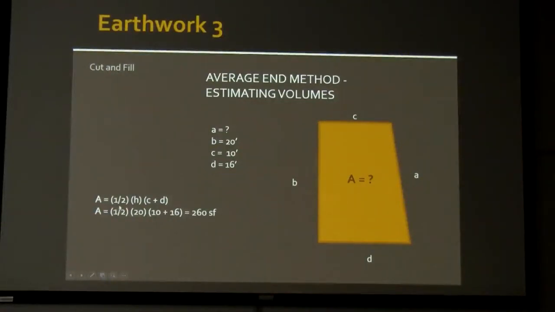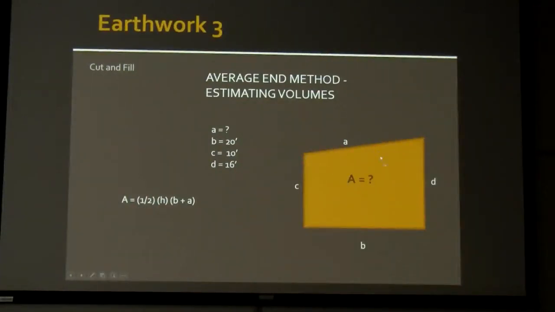So A is equal to 1/2 h times c plus d. And h is actually b in this particular case. So it's 1/2 times b, which is 20 feet, times 10 plus 16, or the average of that. So it'd be 20 times 10 plus 16 over 2, or 26 divided by 2, 13, times 20. That's 260 square feet.